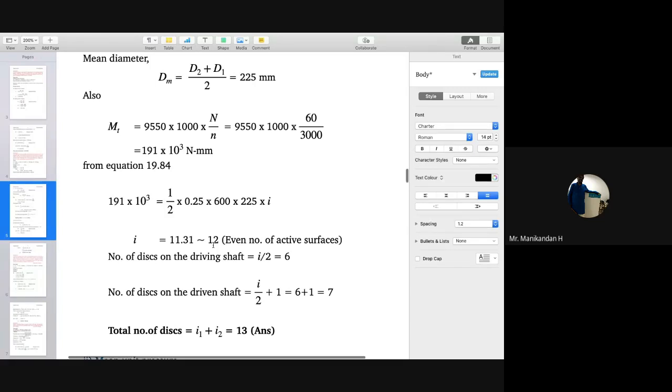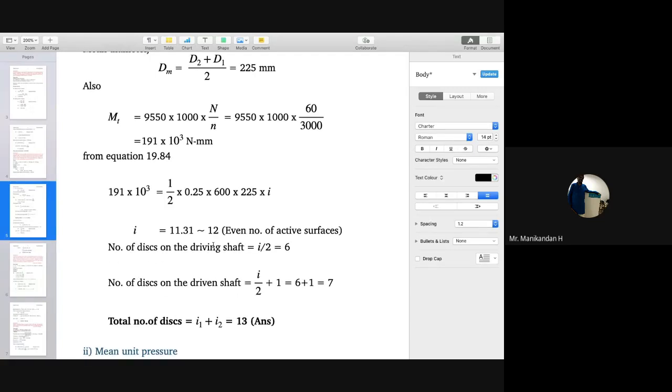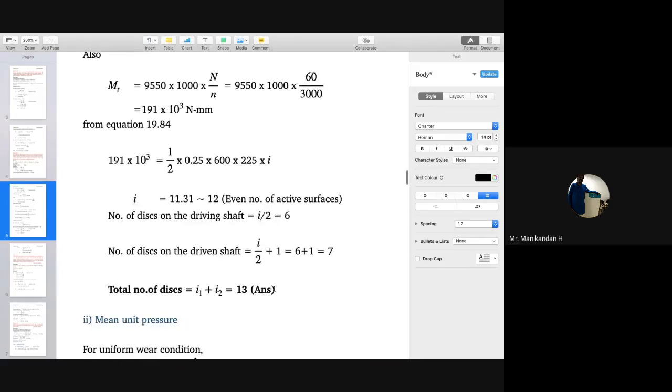Therefore, from this i we can calculate number of discs on the driving shaft: i1 is equal to i by 2, which is 12 by 2 is equal to 6. And number of discs on the driven shaft i2 is equal to i by 2 plus 1. So 6 plus 1 equal to 7. So total number of discs is equal to i1 plus i2. So 6 plus 7 is equal to 13 discs are there in this clutch.